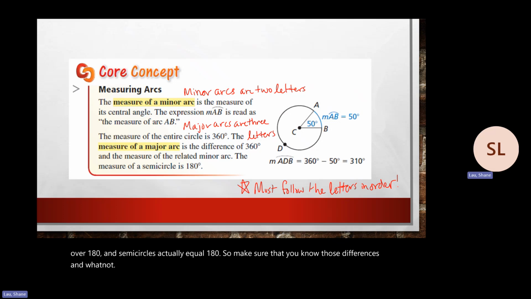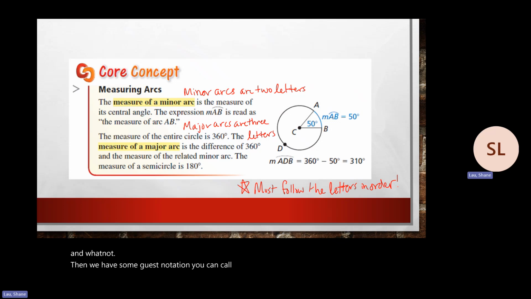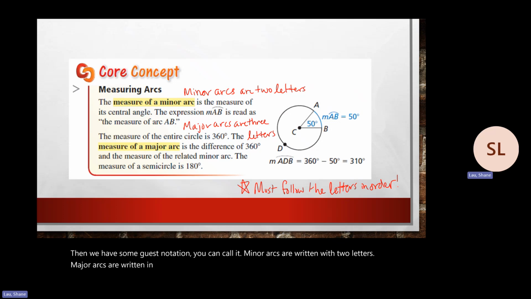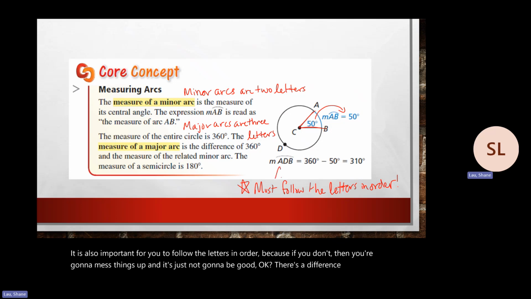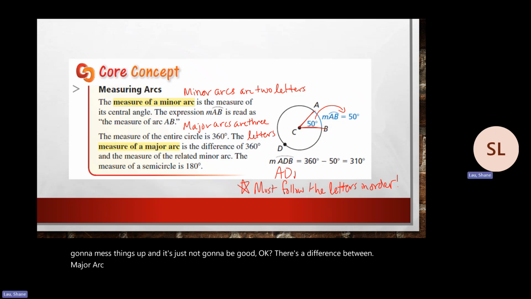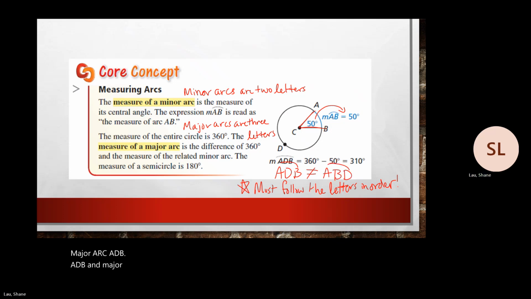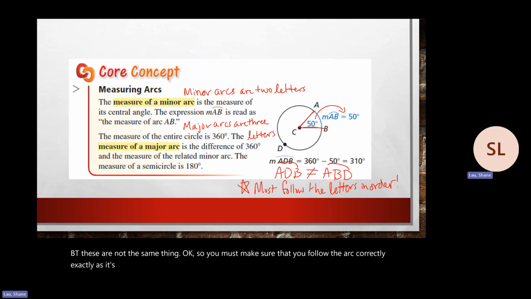Then we have some notation. Minor arcs are written with 2 letters, major arcs are written with 3 letters. And if you have a central angle, then the arc is going to have the same exact measure. It is also important to follow the letters in order, because if you don't, you're going to mess things up. There's a difference between major arc ADB and major arc ABD. These are not the same thing.